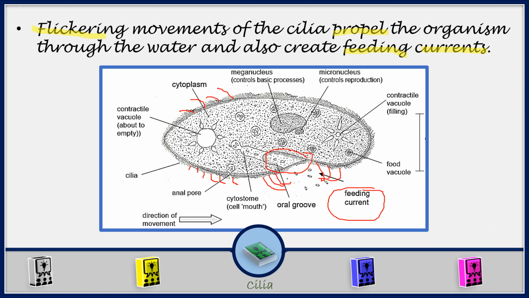They keep on flicking or changing shape, moving to and fro, which we are referring to as a flicking movement. And that flicking movement is the one that is going to help the organism to propel itself through the water. And then also they are the ones that are going to create the feeding current to allow materials to enter into the cell.